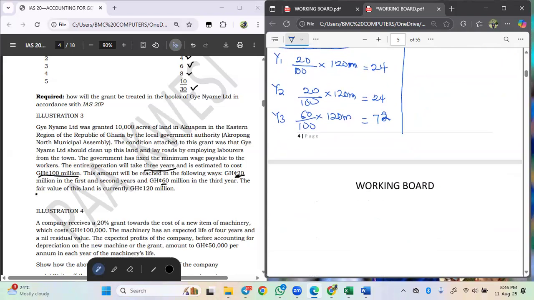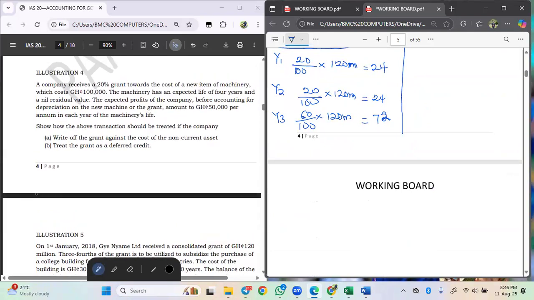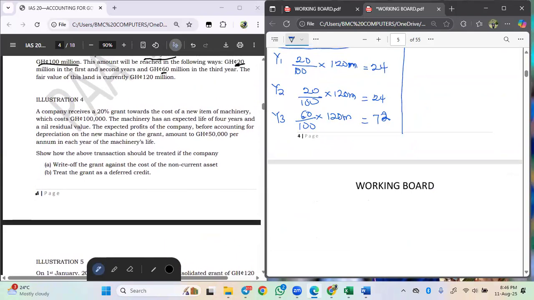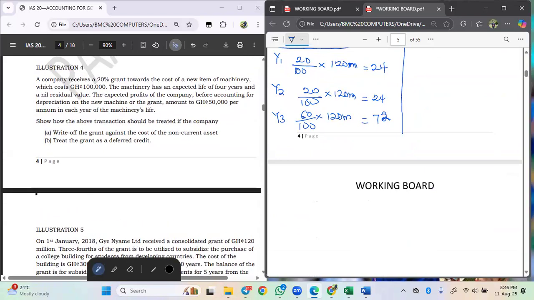So please, let's move on to illustration 4 before, okay, let's do illustration 4. Illustration 4 and 5. Then we move on to this one. I'll move with speed. So please, don't worry. So please read illustration 4 for us.